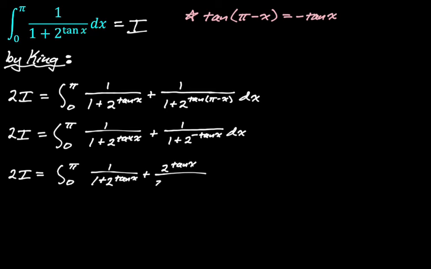over, that's so hard for me to say for some reason, 2 to the tan of x plus 1. Add them together, magically, you get 1 plus 2 to the tan of x over 1 plus 2 to the tan of x. You just get 1. So 2I is equal to the integral from 0 to pi of 1. The integral from 0 to pi of 1 is just pi. So that means that our integral is just pi over 2.